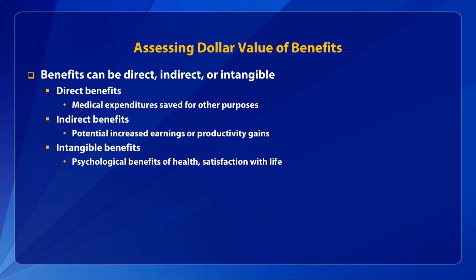Examples of indirect benefits include workplace interventions that have the direct intent of improving health outcomes, but that may indirectly improve employee productivity, satisfaction, morale, and retention. Intangible benefits such as improved psychological health are also important, but because they are difficult to quantify, they're considered intangible.